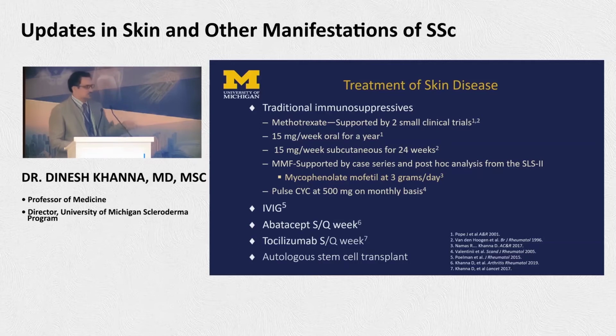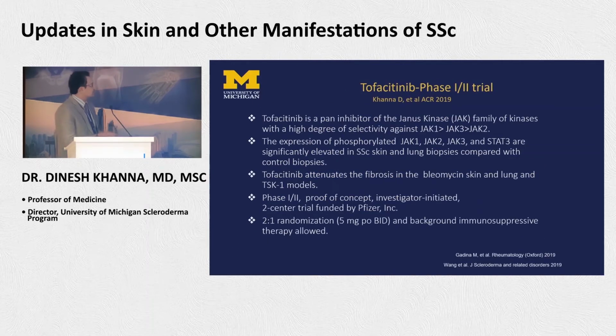Because it's an American College of Rheumatology update, I wanted to talk about a very small investigator-initiated trial we did with tofacitinib. I want to clarify, I'm not recommending tofacitinib in the management of systemic sclerosis, but all of us use tofacitinib, and this was a study based on the work that we and others have done, showing that expression of phosphorylated JAK1, 2, and 3 are elevated in patients with scleroderma. Very small study, 15 patients, 2:1 randomization, double-blind trial.